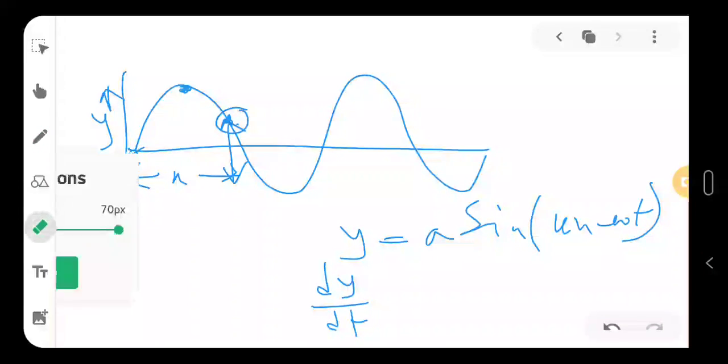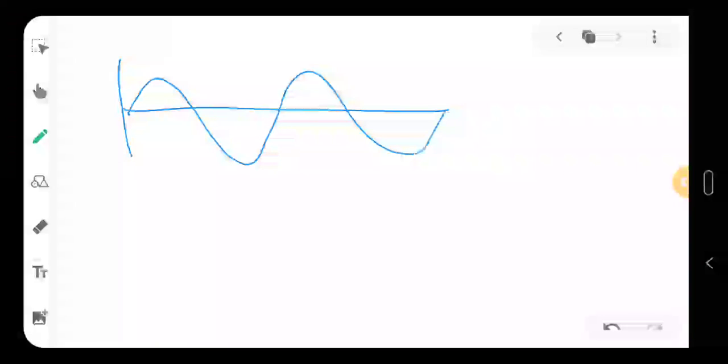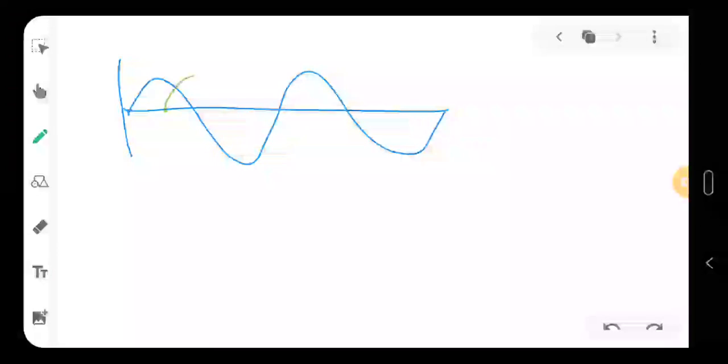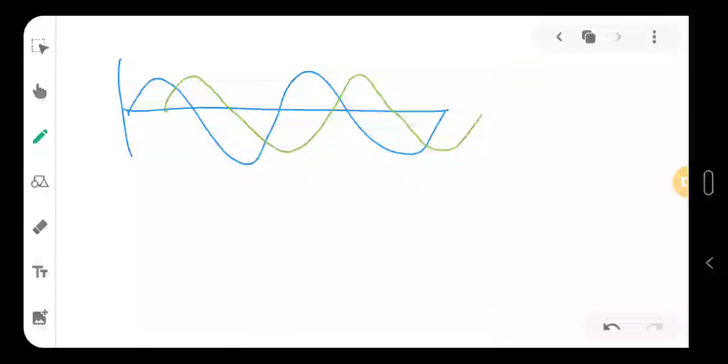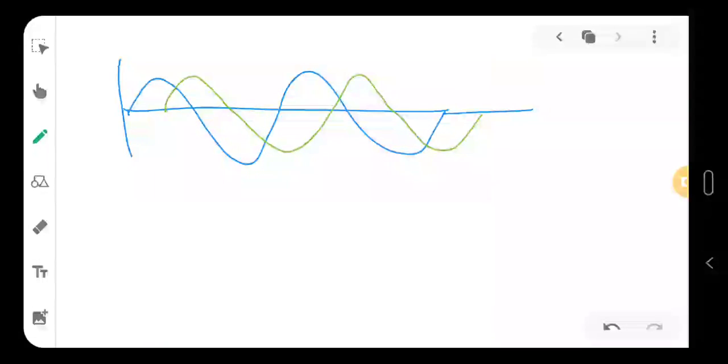So what do we have to do? We have to look at what we need. Let's say this is a wave, and after some time what will happen? This wave will be displaced. So I'm drawing it with another color. This wave will be displaced like this. Why? Because the wave is now flowing. The energy is being transmitted in this direction.